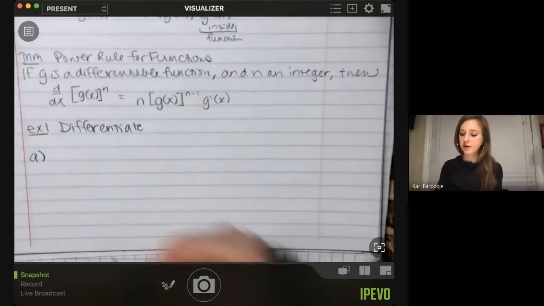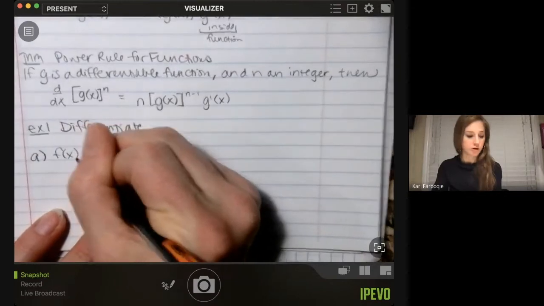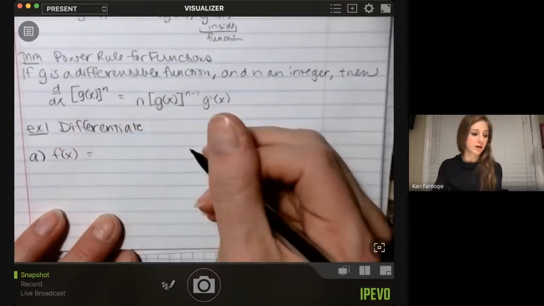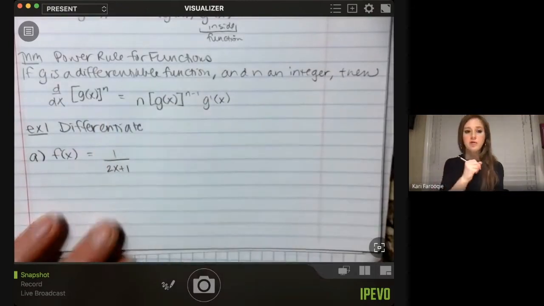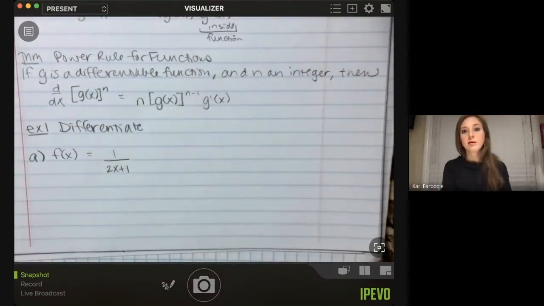So the first function we'll look at is 1 over 2x plus 1. Now, some of you are looking at this and wondering, why is she talking about this function with the chain rule? This doesn't make sense. Didn't we already do this when we talked about the quotient rule? We did.